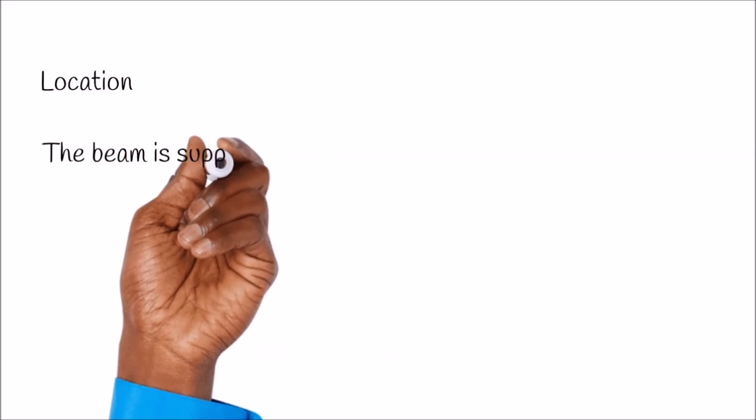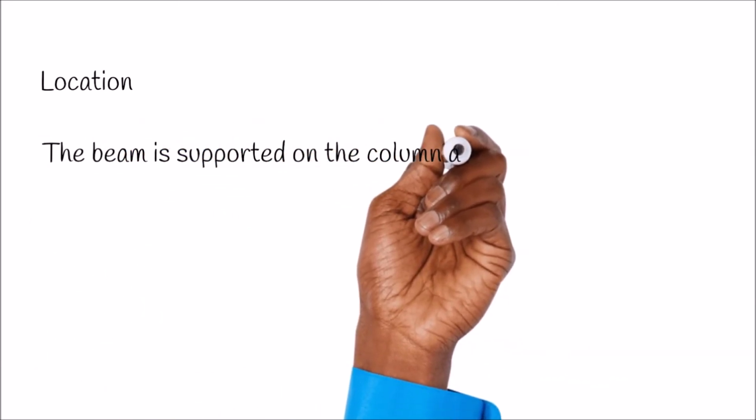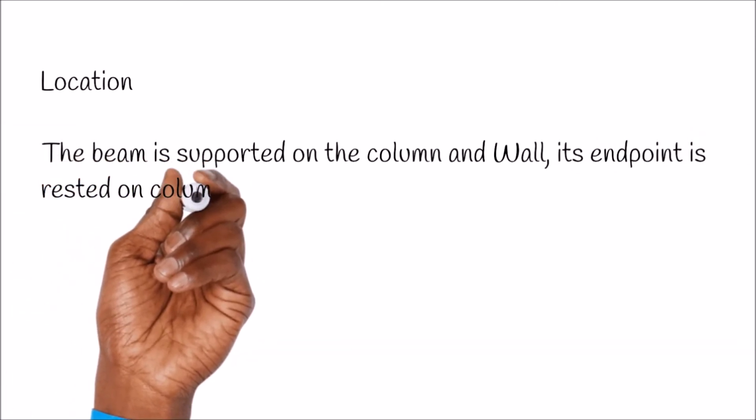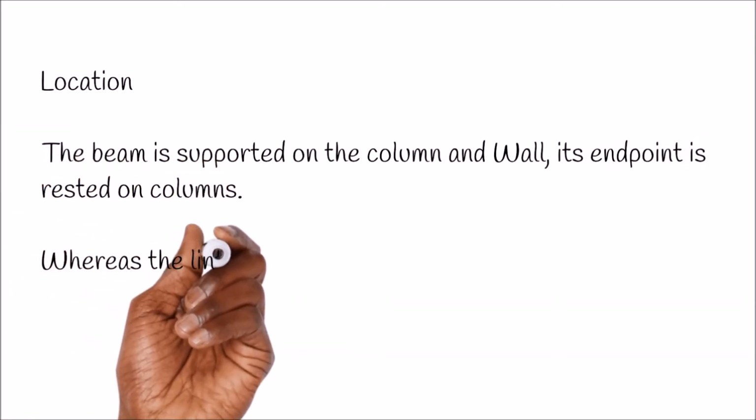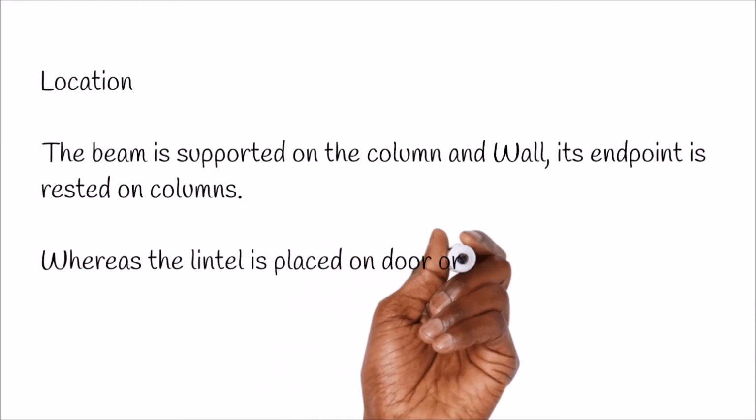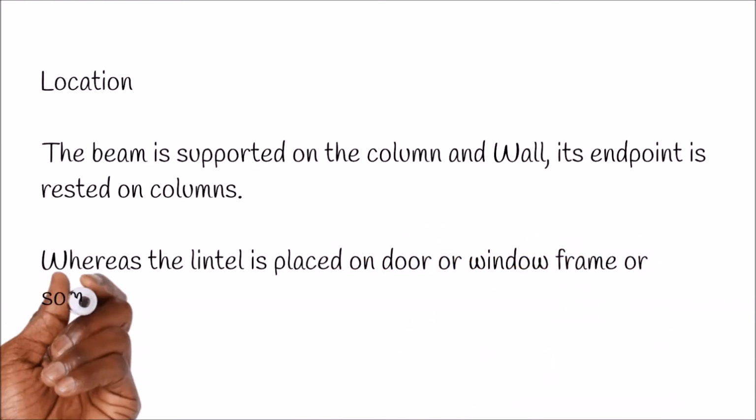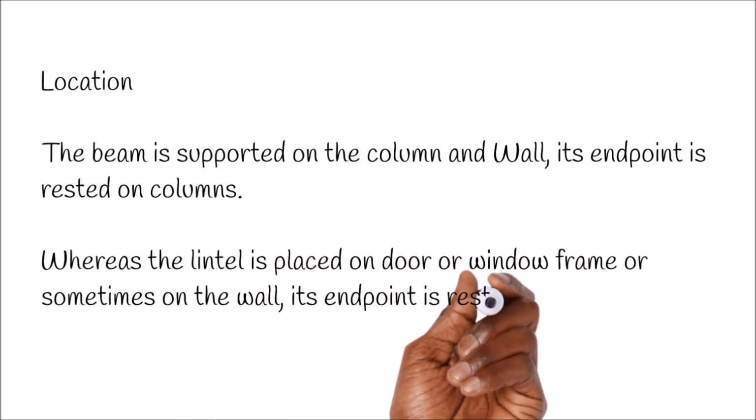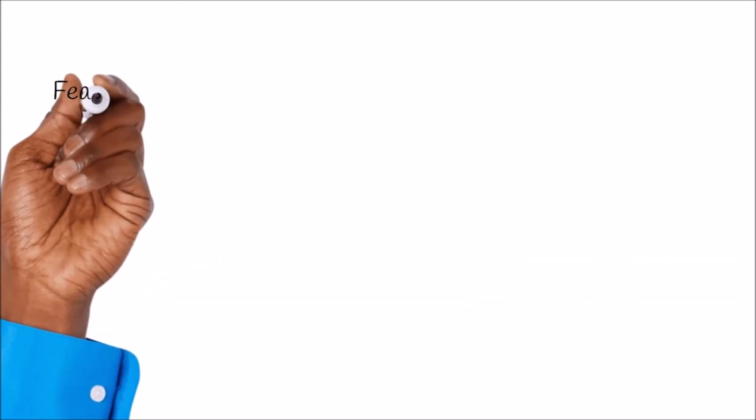Location: the beam is supported on the column and wall. Its end points rest on columns. Whereas the lintel is placed on door or window frame or sometimes on the wall, and its end points rest on walls.